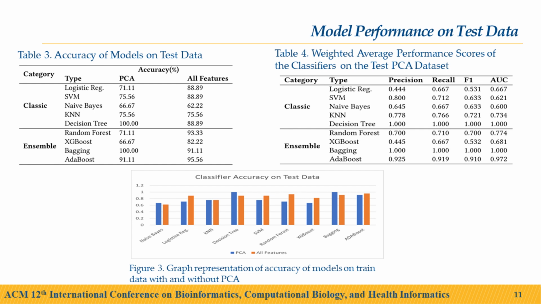We also observed that PCA improved performance for some models, like decision tree, which gained over 10% in accuracy, while others, such as logistic regression and SVM, saw a decline. These results underscore that feature reduction via PCA can enhance model generalizability for certain algorithms, particularly tree-based and ensemble methods, making them both accurate and efficient for clinical diagnostic support.